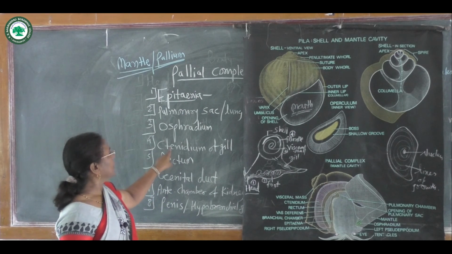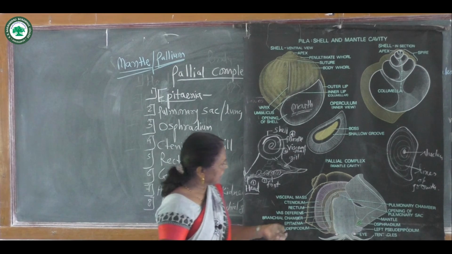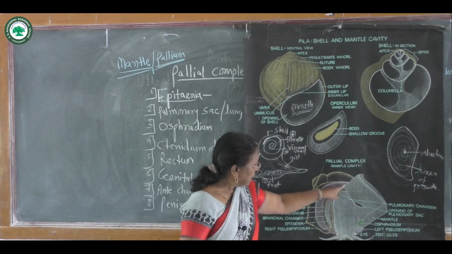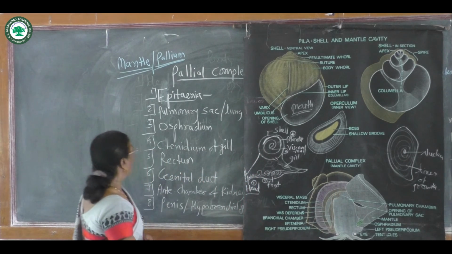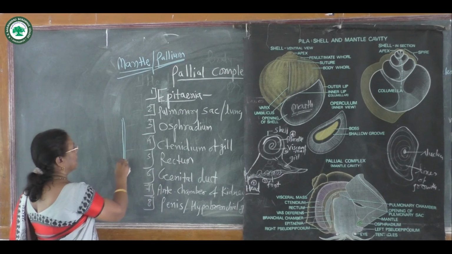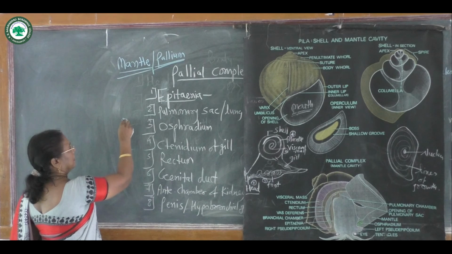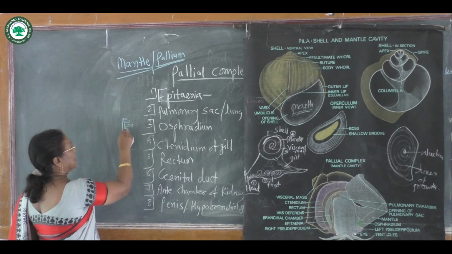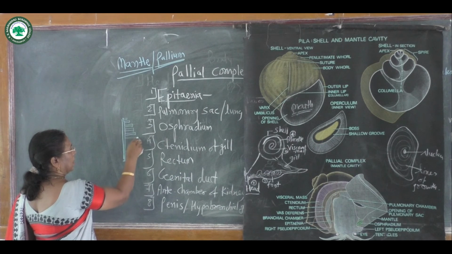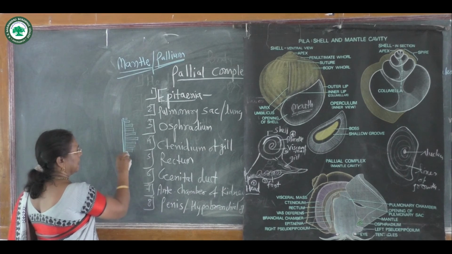Then fourth, the ctenidium or gill. The ctenidium or gill is single. It has monopectinate lamellae. That is, suppose this is the ctenidium or gill. It contains lamellae on only a single row. Hence, it is called a monopectinate gill.